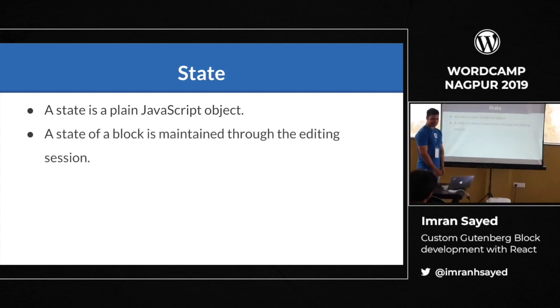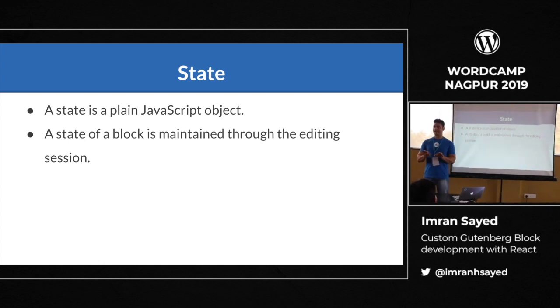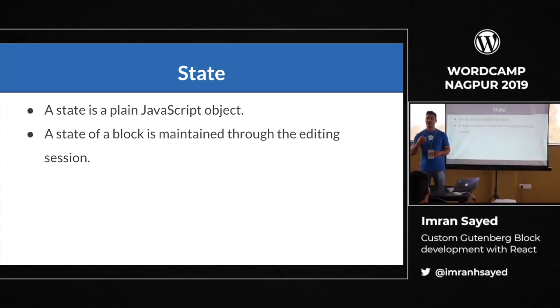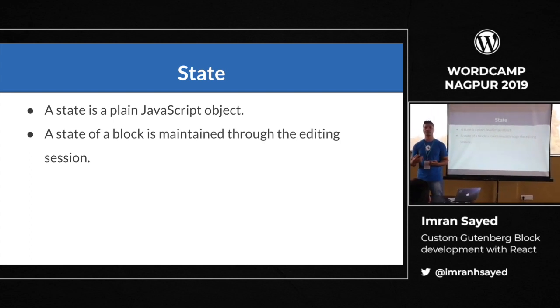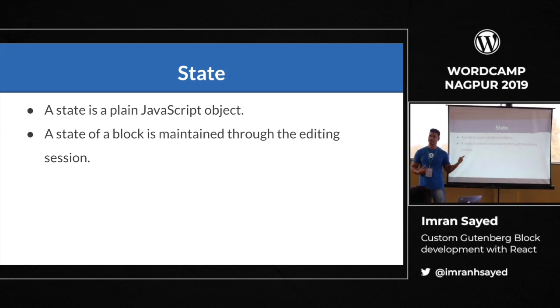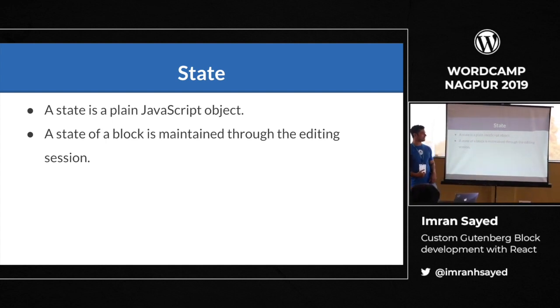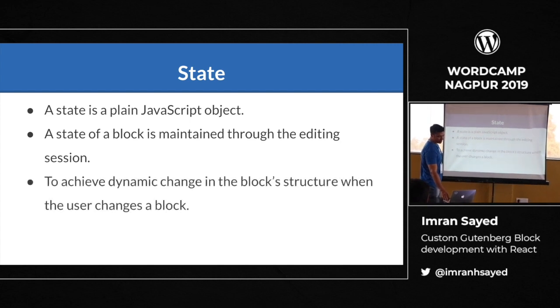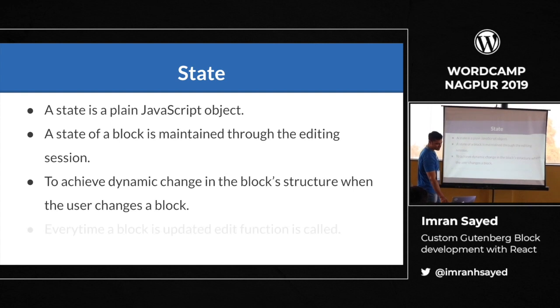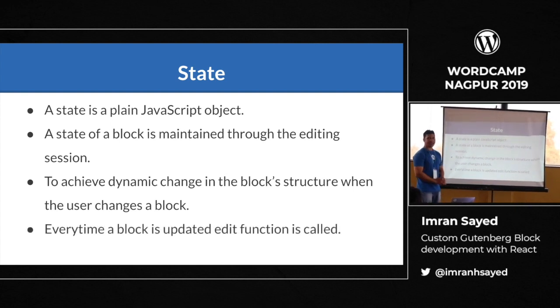So why do you think we need state? It's because when the user is editing, writing some content, we need some means to store that information so that we can save it to the database. So state is an object that will store that information. State of a block is maintained through the editing session to achieve dynamic change in the block structure where the user changes the block. Every time the block is updated, the edit method is called.